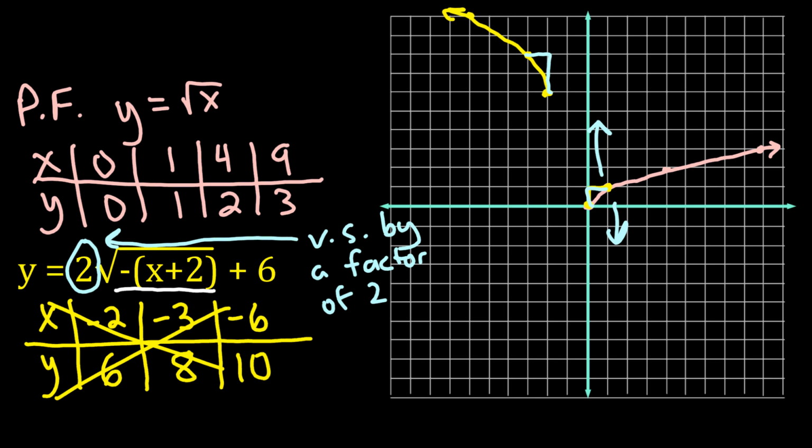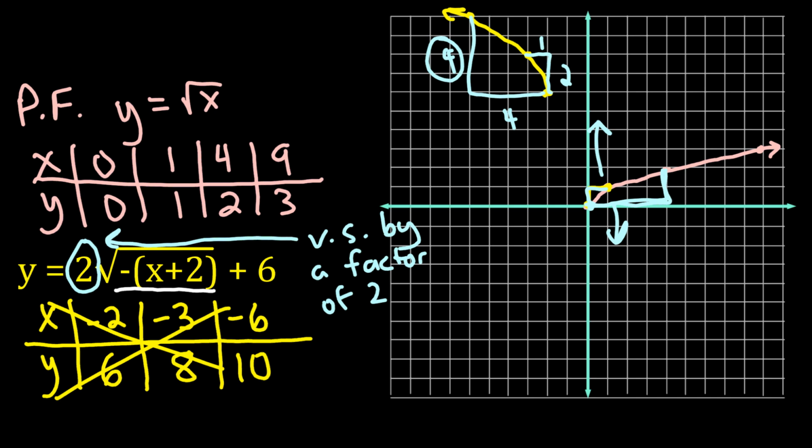And so every time we go over 1, instead of going up 1, we're doubling that, so we're going up 2. So for the second point, if we start out at the origin, we went over 4, up 2. So instead of going over 4, up 2 from the beginning point, we're going to go over 4, up 4. It's stretching out that y value by a factor of 2. So when we say vertical stretch, it's doubling how far up it's going to that next point.